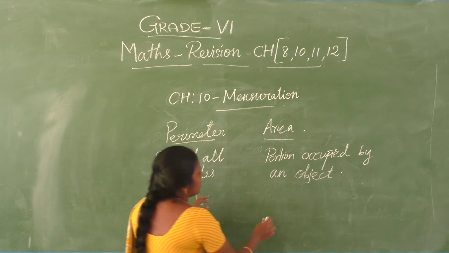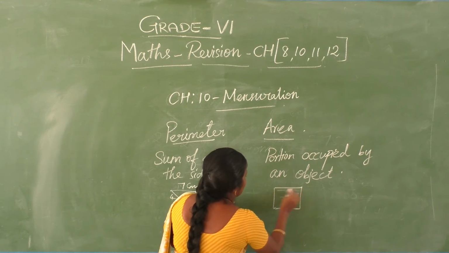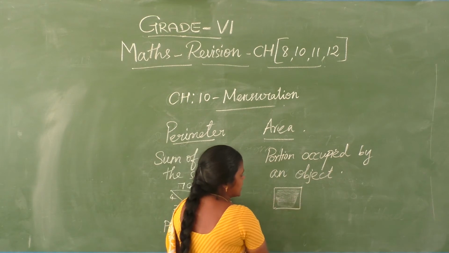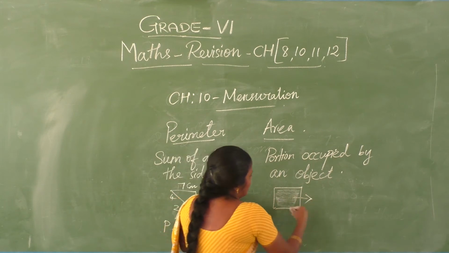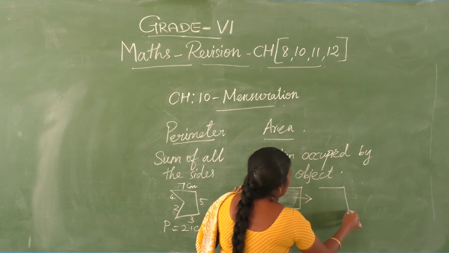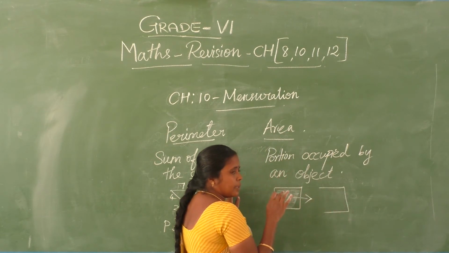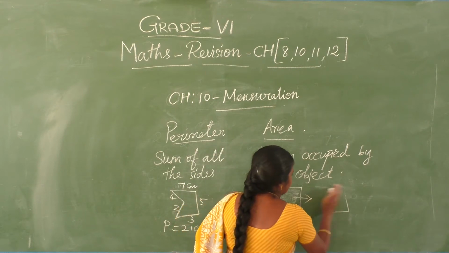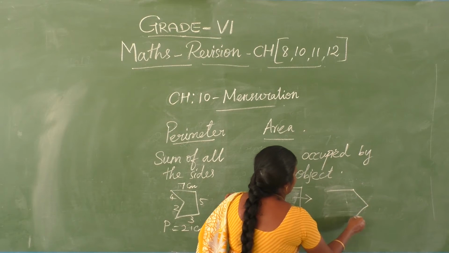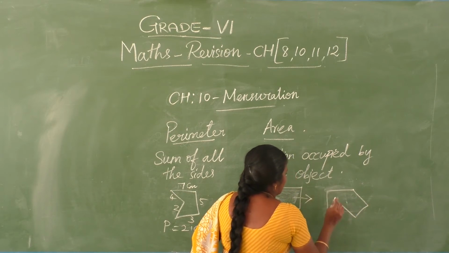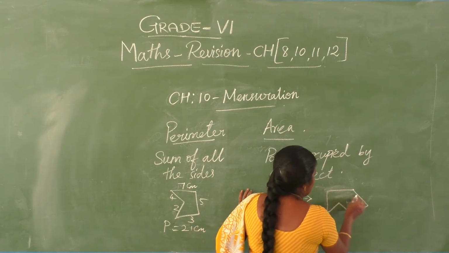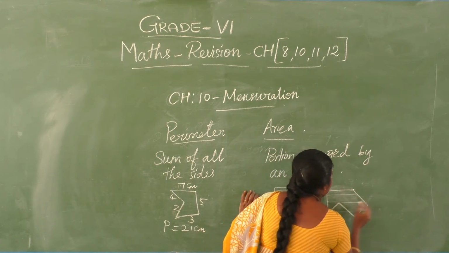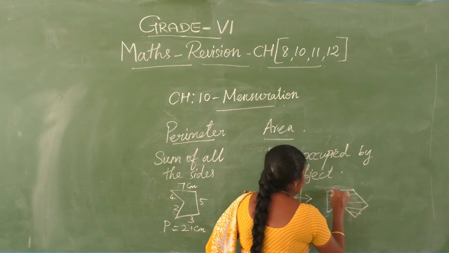Understood? Area means inner portion. The portion occupied by an object is called its area. Here, some figures are given other than triangle, square, rectangle. What is the area here? How do you find it? By splitting the figures into squares. Yes or no?